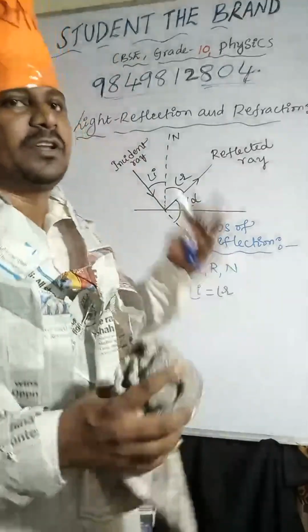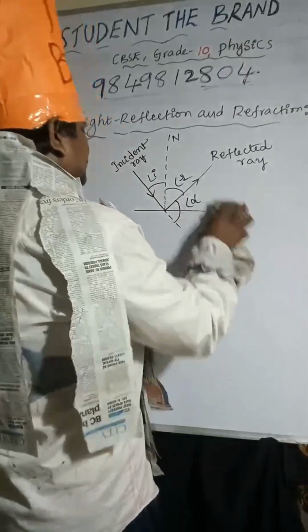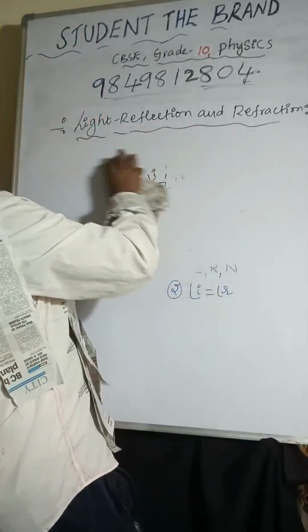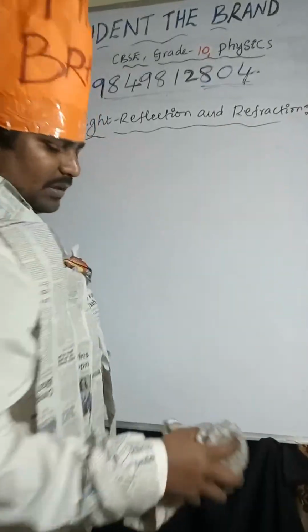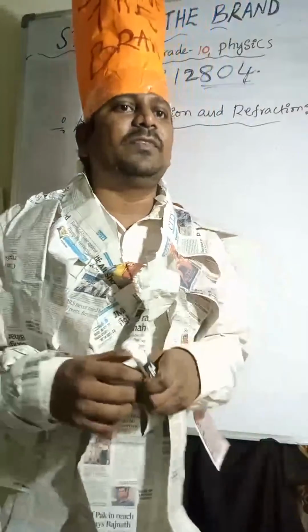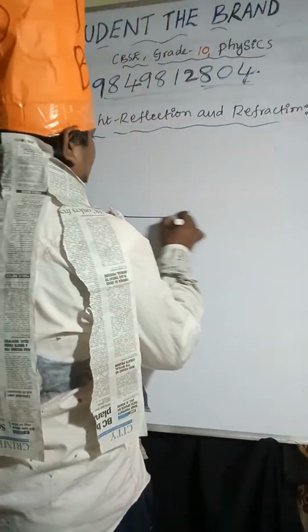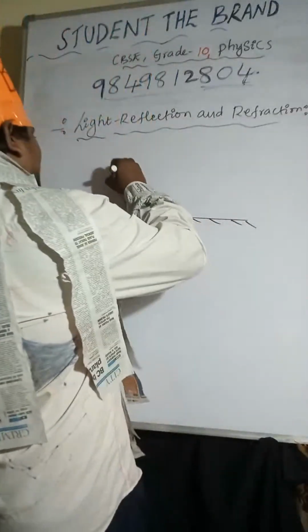Next we will discuss regular reflection and irregular reflection. Regular reflection takes place on a smooth surface. Irregular reflection takes place on a rough surface. Here I am taking a plane mirror, and incident light rays.